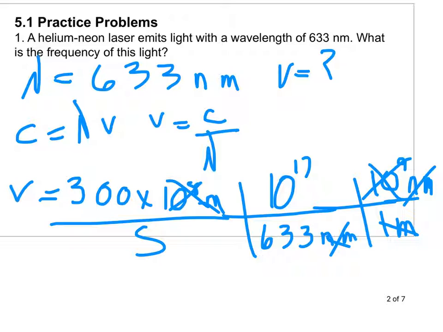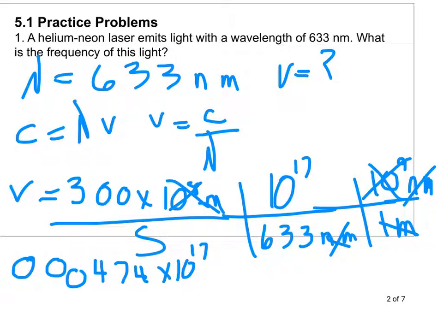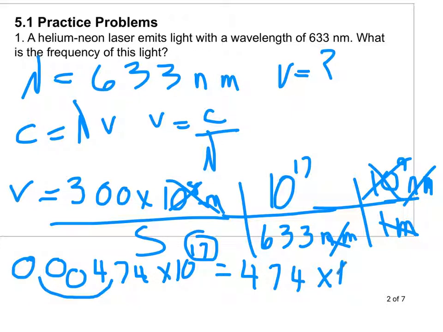So on the calculator, we take 3 divided by 633. I get to keep 3 sig figs here, so I get 0.00474 times 10 to the 17th. We want to adjust that to proper scientific notation. I take my decimal and slide it over 3 spots, 4.74. I made this number bigger, so I need to make the exponent smaller, cutting it down by 3, to 10 to the 14th.